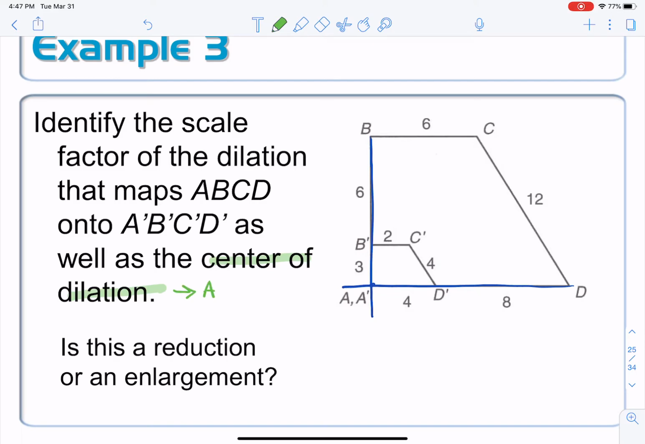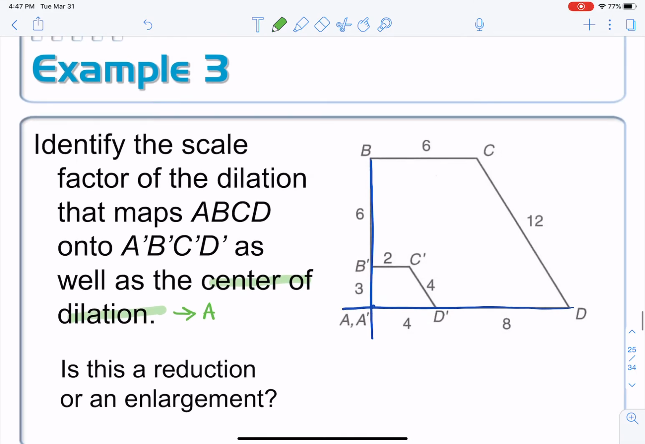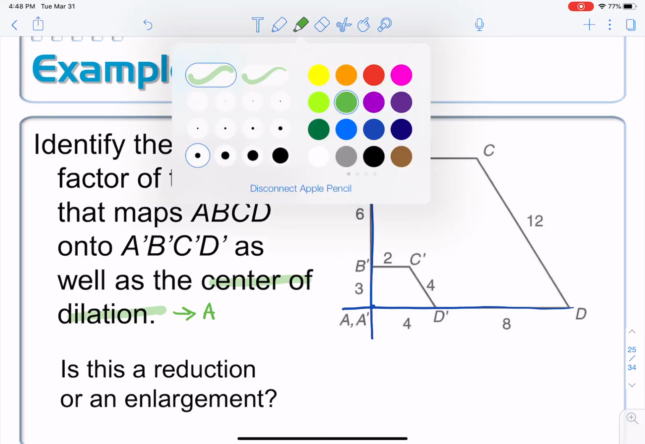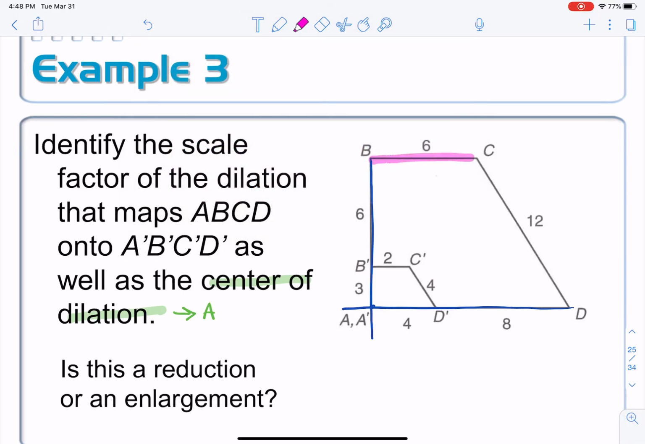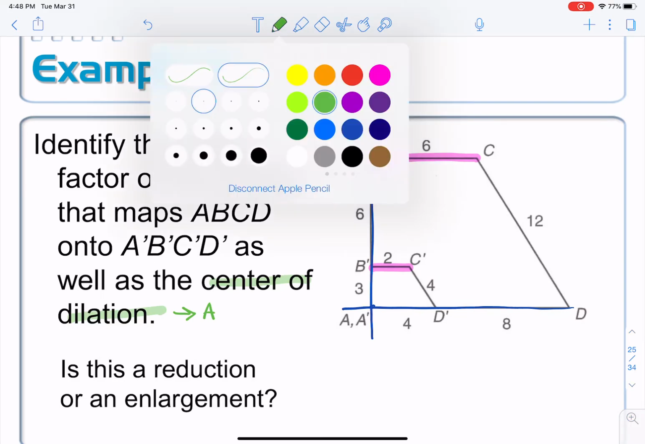All right, and now we want the scale factor. So the scale factor is supposed to be the ratio of side lengths. If I had coordinates, I could compare some coordinates, but the easiest way to do this is just to compare two side lengths. So let's say, for example, I pick BC and B prime C prime. I can divide those two different ways. It's either 6 divided by 2 or it's 2 divided by 6. I've got to decide which one it is supposed to be.